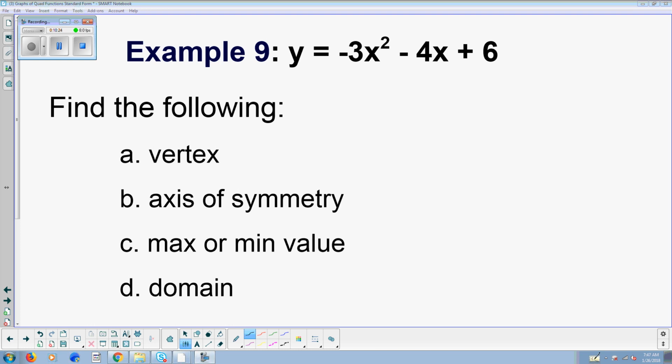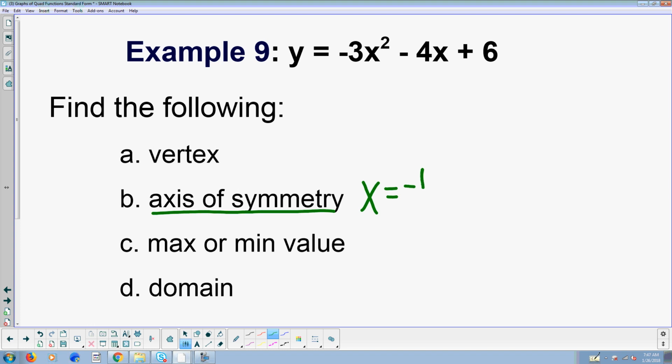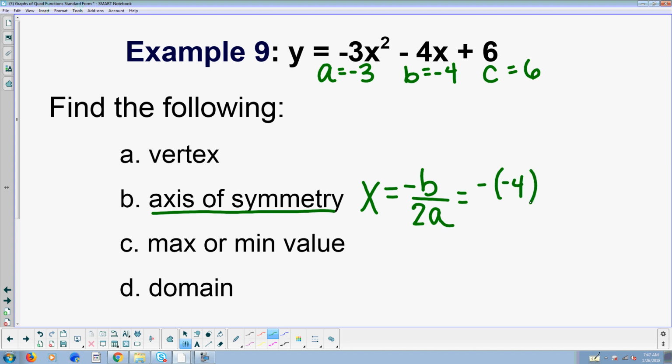Okay, next example. Again, we're going to begin with axis of symmetry. Formula, x equals negative b over 2 times a. Our a in this problem is negative 3. Our b is negative 4. Our c is 6. So if I substitute in negative b, that's going to be, this time, negative 4.